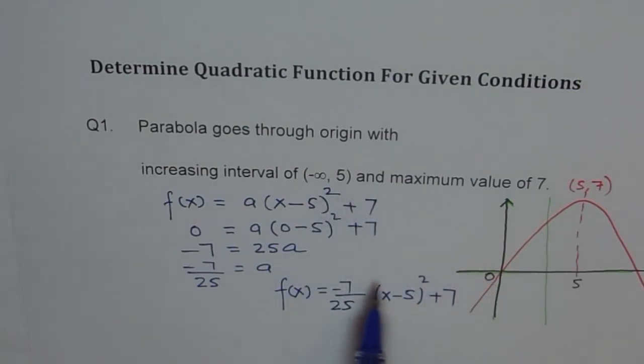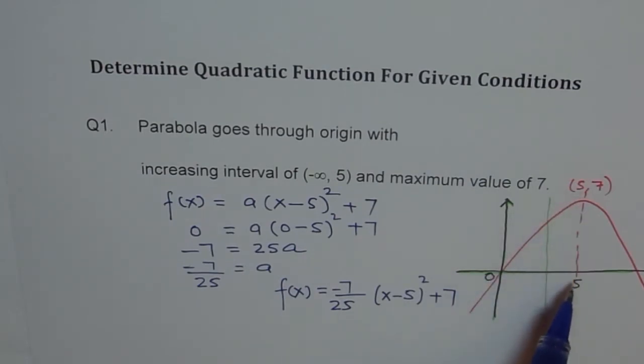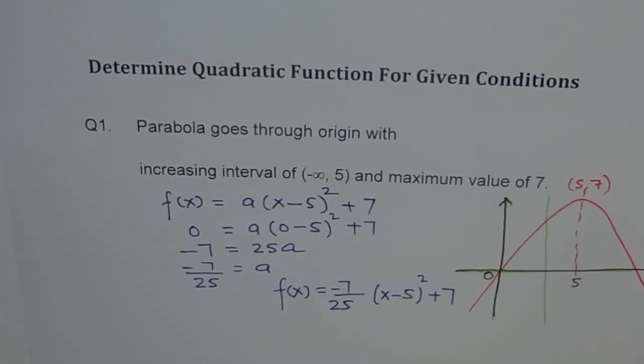As you can see, it increases, goes through the origin with the maximum at 5, the value is 7, and it decreases thereafter. So that's a simple way of writing the equation of our parabola from given conditions, right? There's another problem for you which I would like you to solve, okay?